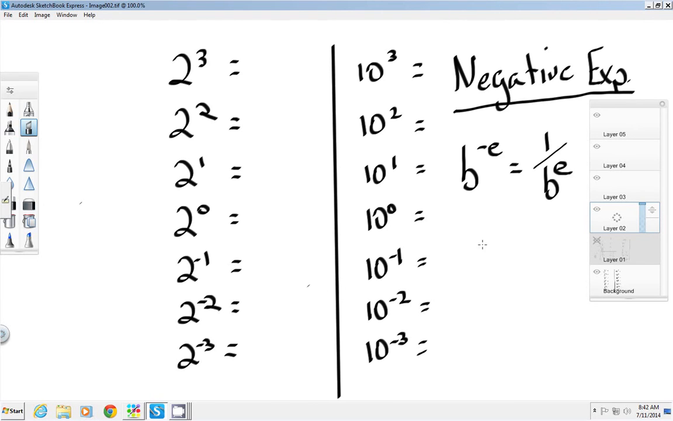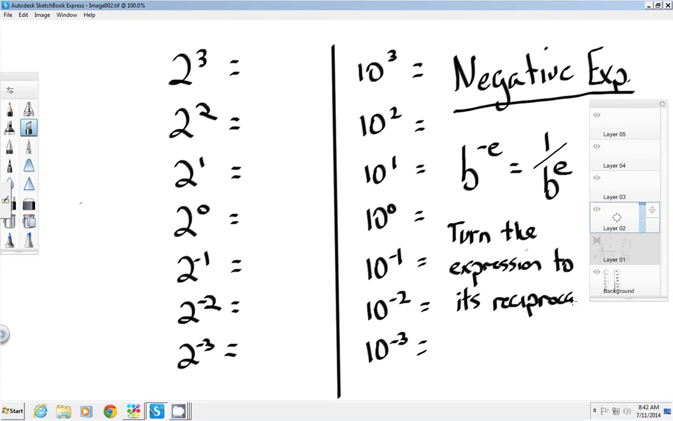So basically what you're going to do is turn the expression to its reciprocal, and make the exponent positive.